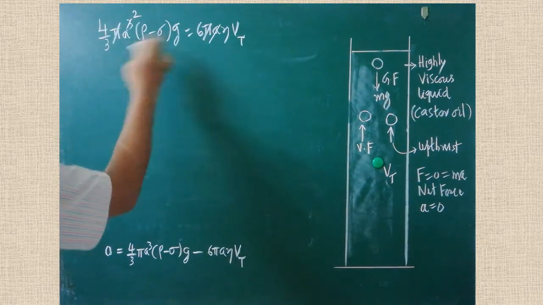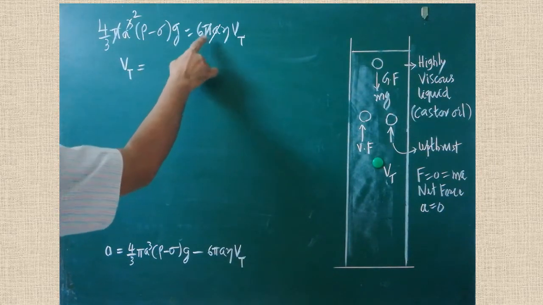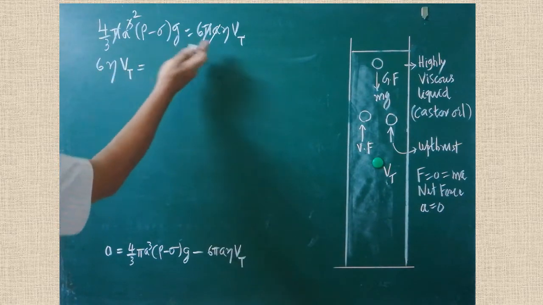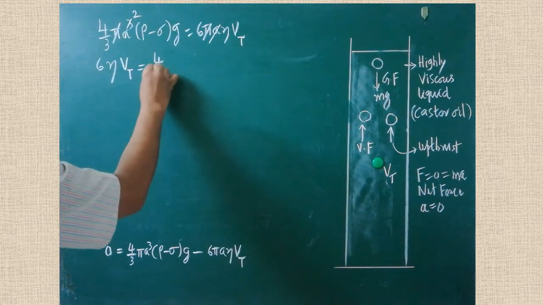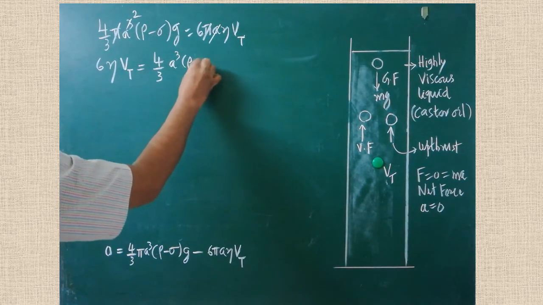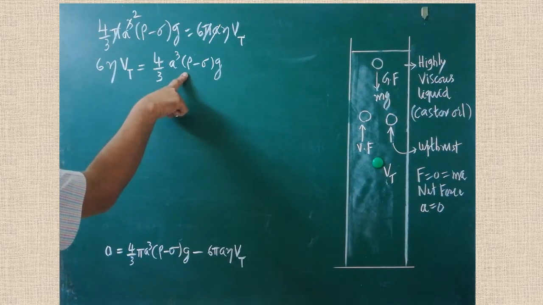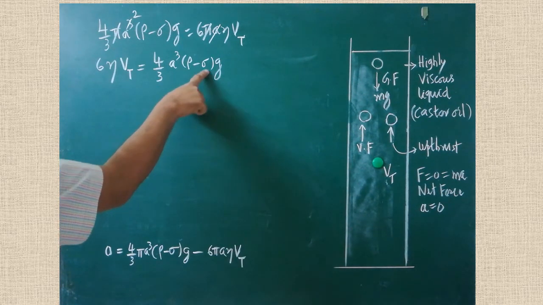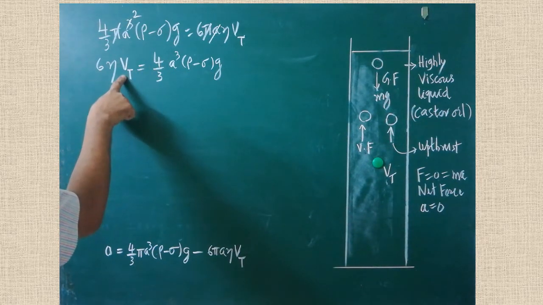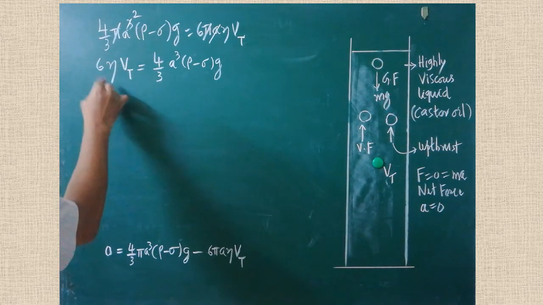Just to be clear, interchange this. Vt is equal to, cross multiply this, Vt. What are the remaining factors here? 6 eta V, bring it to the LHS, 4 pi 3, and then here A squared is there, rho minus sigma into G. This is the expression. What is rho? Density of the metallic sphere. Sigma is the density of the oil. Our aim is to get this one. These factors are to be cross multiplied. Are you clear?